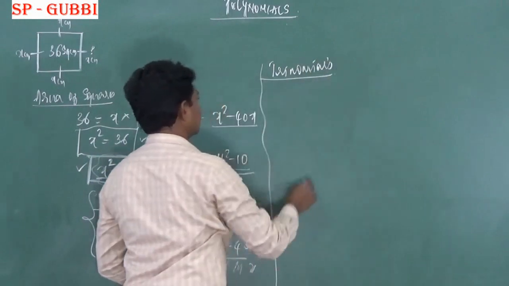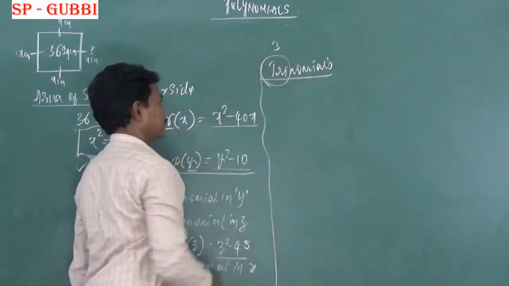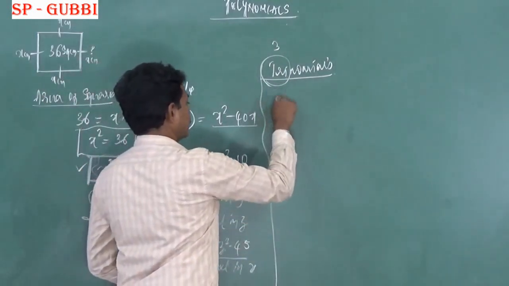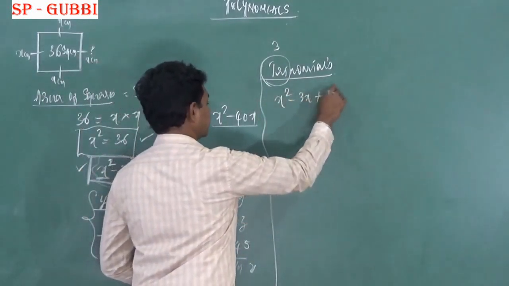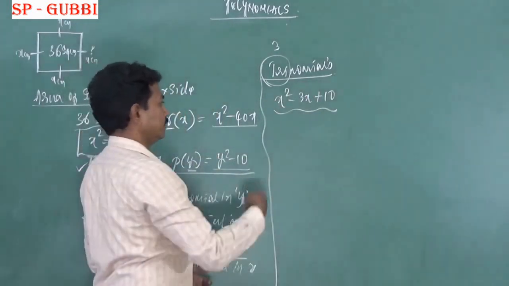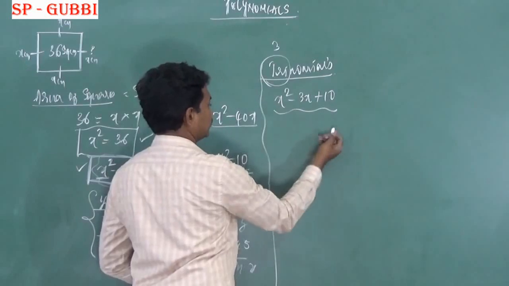We will go with trinomials. Tri stands for 3. Nomials goes with the number of terms. So x square minus 3x plus 10. So this is a trinomial, that is a polynomial which is a trinomial.